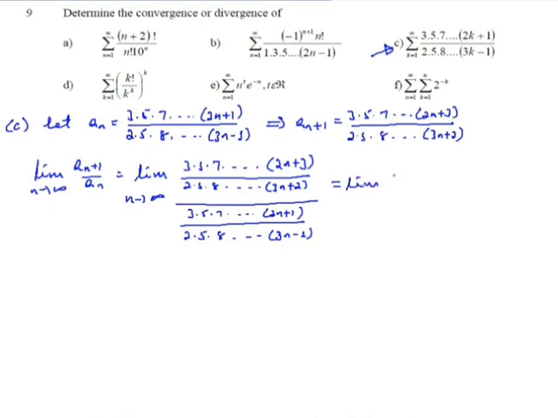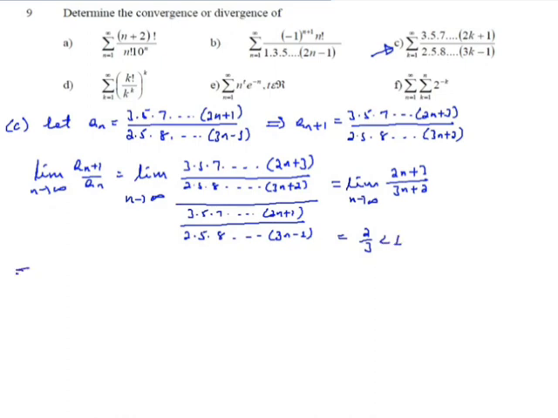You can take the rearrangement and simplify. So the simplified form becomes 2n plus 3 over 3n plus 2. Every other term will be cancelled out as n approaches infinity. So this limit becomes 2 over 3, which is less than 1.